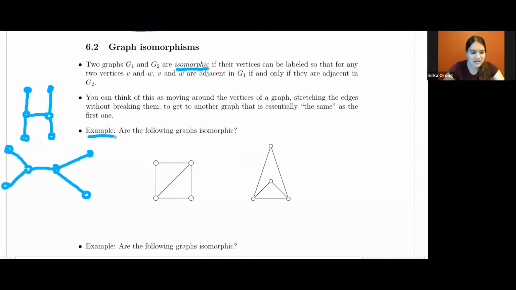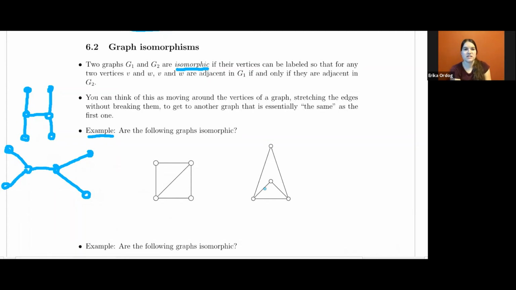So let's do this example. Are these graphs isomorphic to each other? In order to show that they are, we want to label the vertices. We have 4 of them, so we can label them with A, B, C, and D, so that 2 vertices are adjacent in the first graph if and only if they're adjacent in the second graph. So pause the video and either try to come up with a labeling or explain why there isn't one.